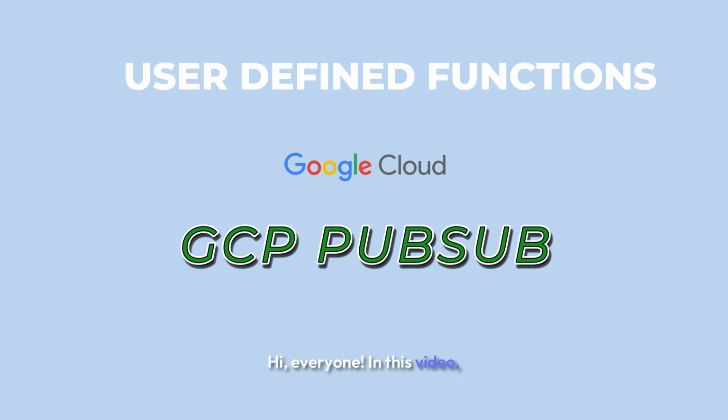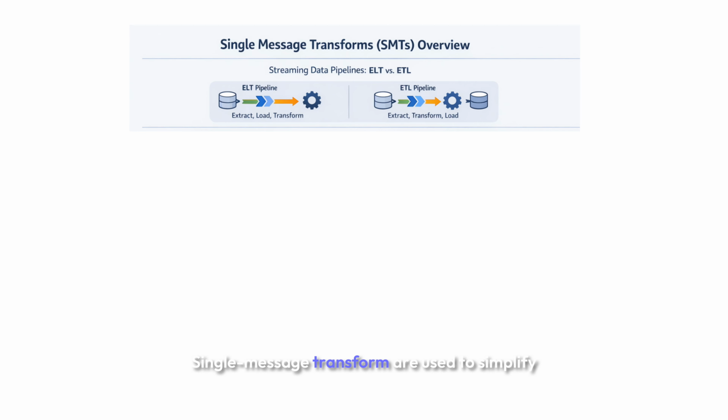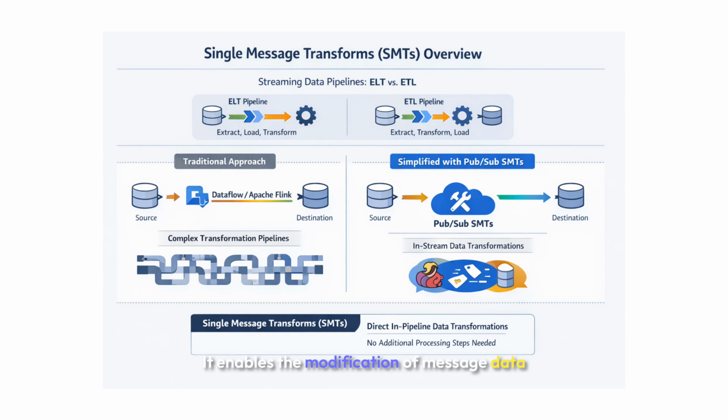Hi everyone, in this video we will see a quick demo of user-defined functions. User-defined functions are plain JavaScript functions that are a type of single message transform. Single message transforms are used to simplify data transformation for streaming pipelines. They enable the modification of message data and attributes directly within GCP Pub/Sub.